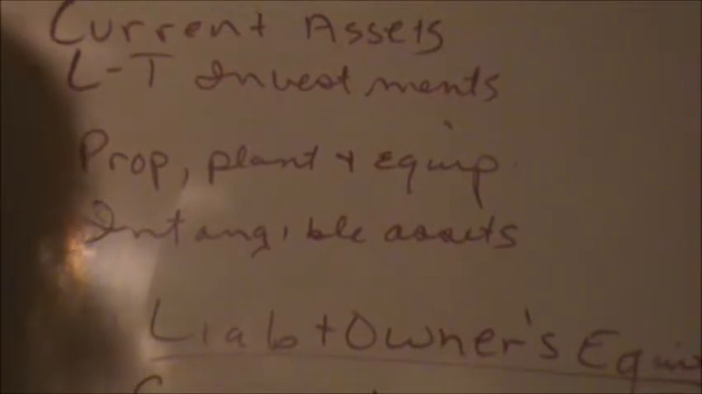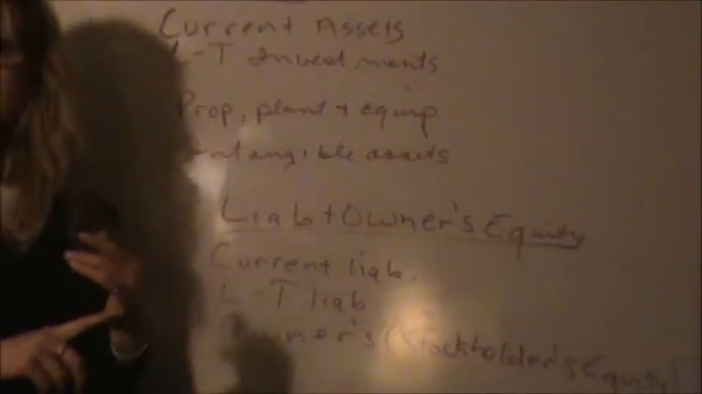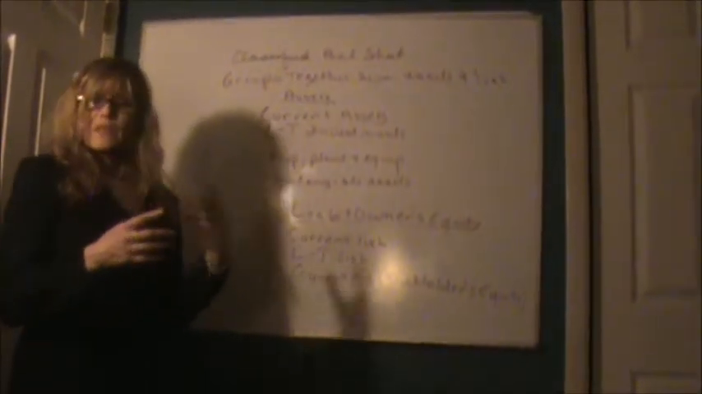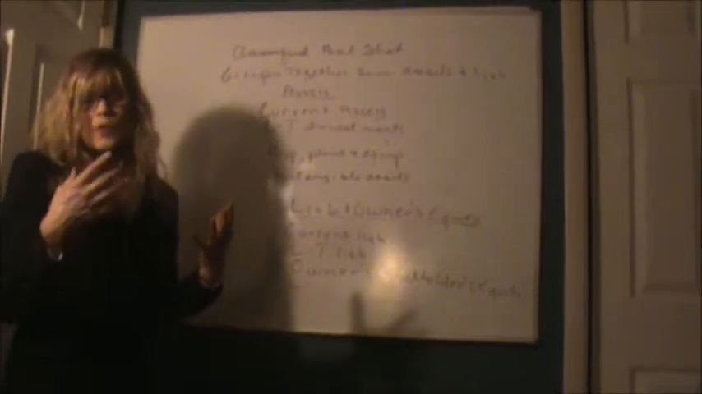Intangible assets are things you can't touch. So things like patents, goodwill, I don't know if you've heard that term before. That's where maybe there's been a business in operation for several years and you're willing to pay more than what its assets are valued at or what its assets are in the books for. Either way, you're willing to pay more than that because they've got a good business going. That's goodwill.